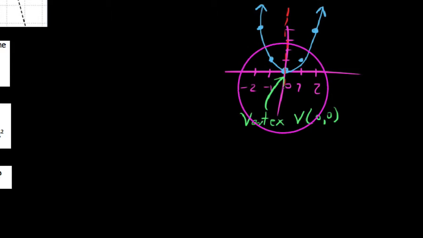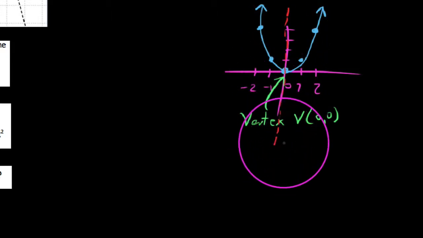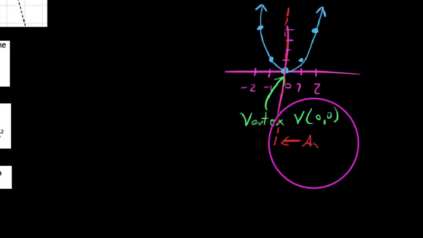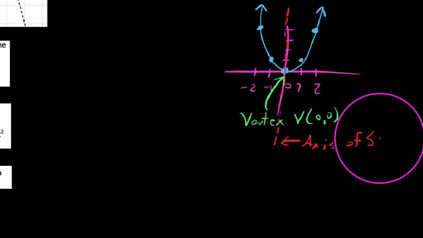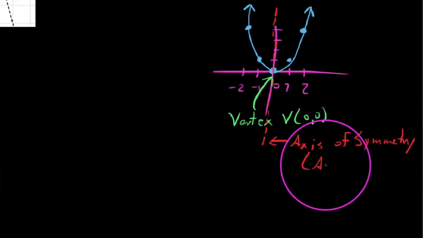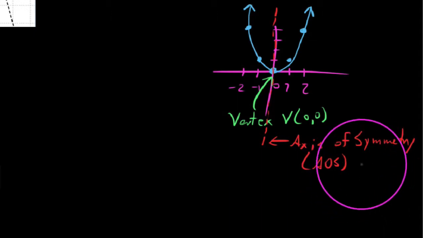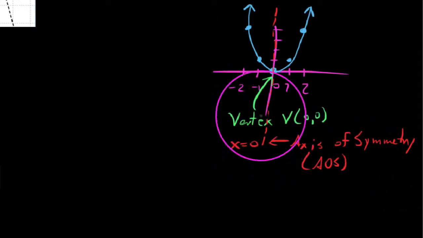We pass a line down the center of it, and it's important to note this line passes through the vertex, but this has a name. It is referred to as the axis of symmetry. We shall, for the sake of my videos, refer to this lovingly as the AOS. And the important thing to note about the AOS is that it's always an x equals equation, since it's a vertical line running through our U's.